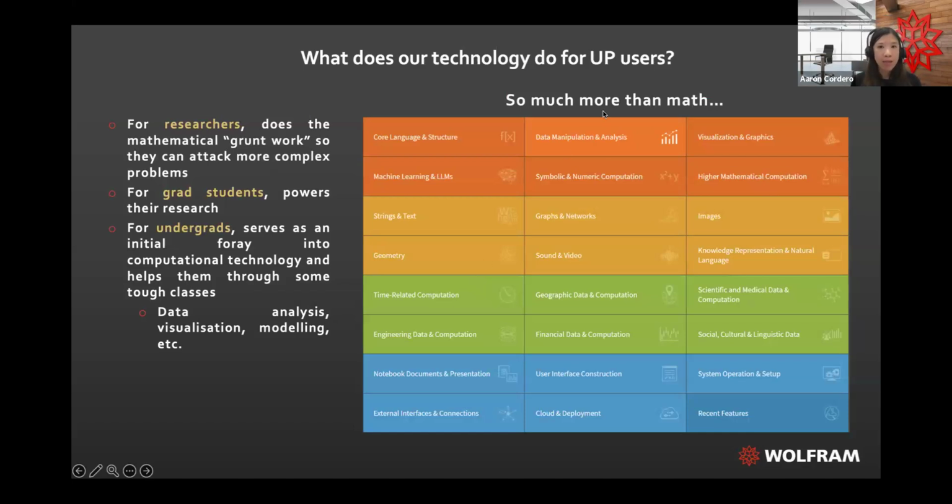Wolfram is more than just maths. In universities, it helps researchers do all of those heavy computations, all of the groundwork, so researchers can focus on attacking more complex problems. It's widely used to support grad students in their research. And if you want to use this for teaching, many undergrad students start using Wolfram because the syntax is very, very easy, as Dr. Nick showed earlier. Basically, with one line of syntax, you can do many powerful computations, starting from data analysis, visualizations, and more.